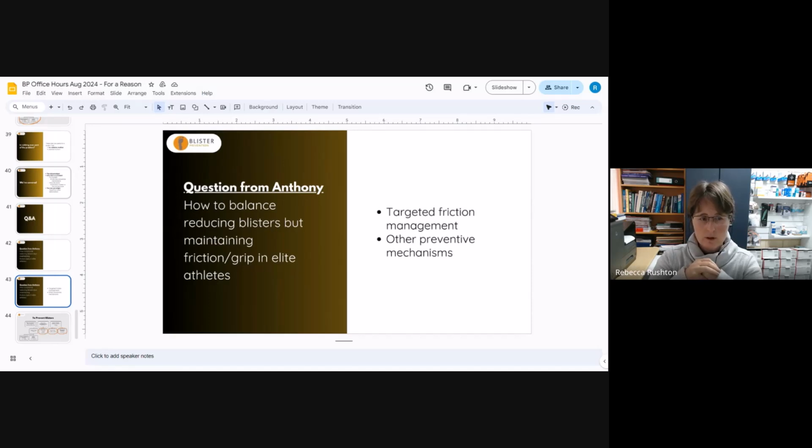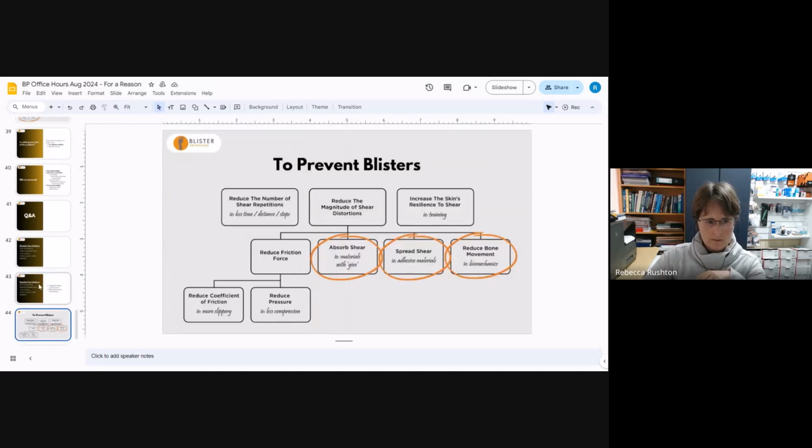And that's the beauty of Engo patches. Or if you're using a lubricant, just put it on the area that you need the friction reduction. And with lubricants, reapply it every hour, hour and a half. Or you can use other preventive mechanisms. So remember our preventive mechanisms chart.